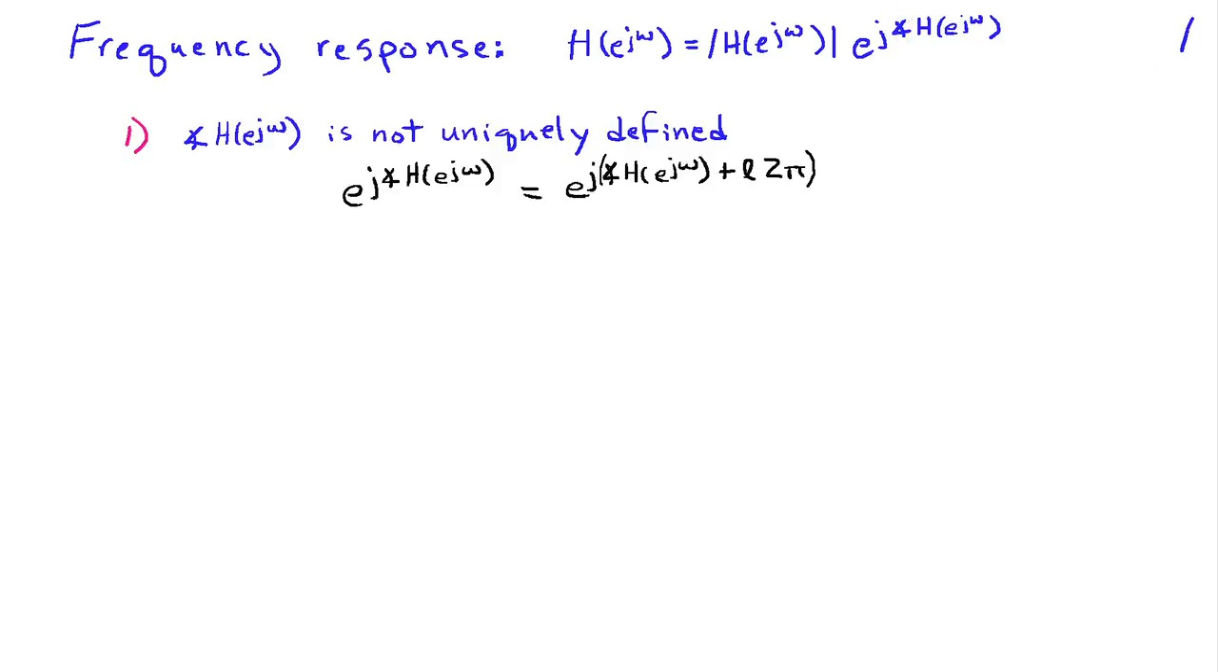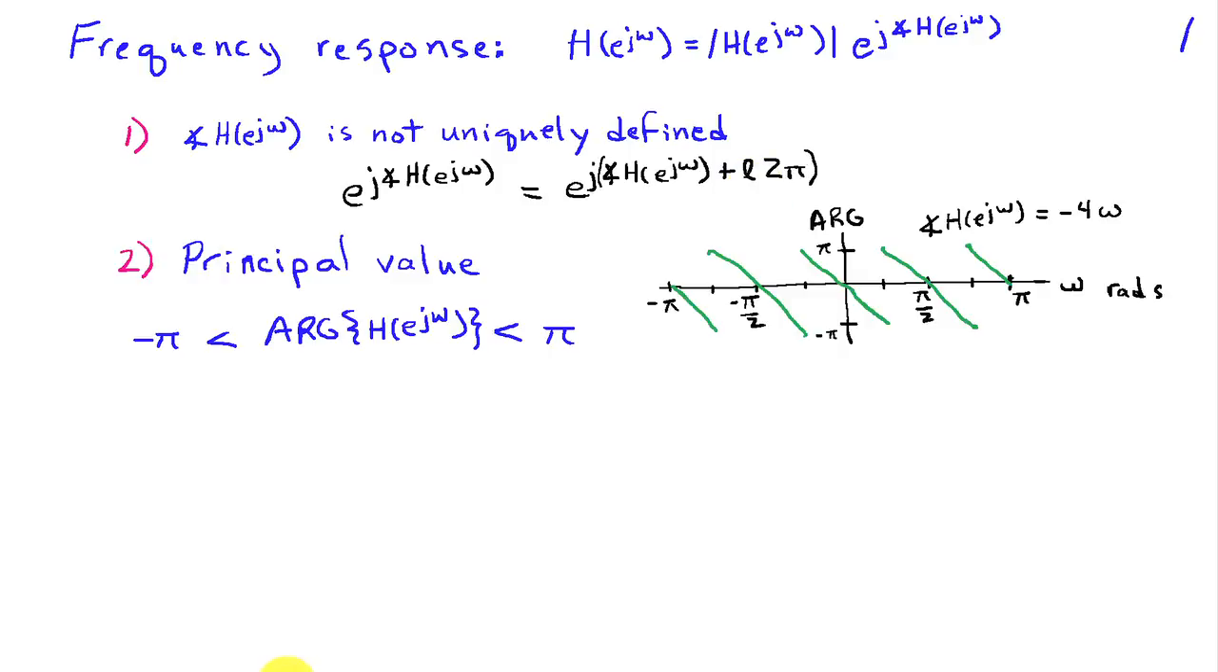Now, the first thing we need to observe is that the phase of H of e to the j omega is not uniquely defined, because I can take the phase, writing that as e to the j angle H of e to the j omega, I can add any integer multiple of 2 pi, and I have exactly the same phase. So the phase is not unique. So we're going to define the phase in two different ways.